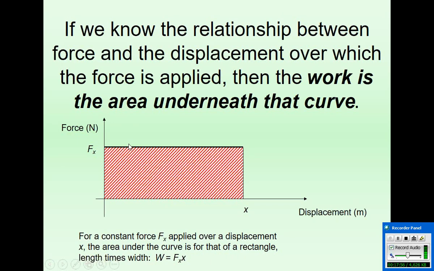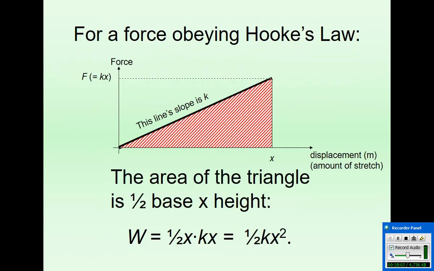Well, this particular force being constant as a function of displacement, the area underneath it is a rectangle. But in the case of Hooke's law, as x increases, the force increases. This plot right here is Hooke's law in graphic form. The larger x is, the larger the force is. And it's linear. F is proportional to x, and that constant of proportionality is k.